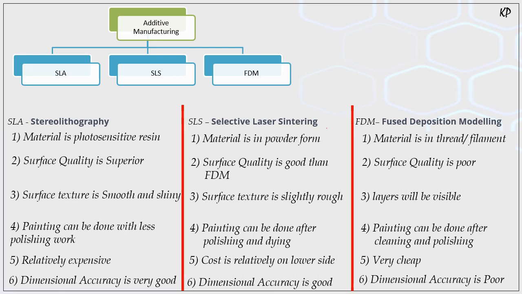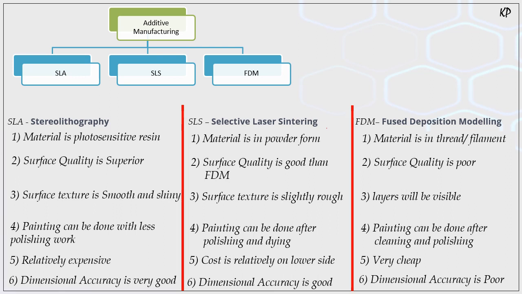In SLA, surface quality is very superior. In SLS, compared to SLA it is not as good, but compared to FDM it is good quality. In FDM the surface quality is very poor because of the layers that are created.